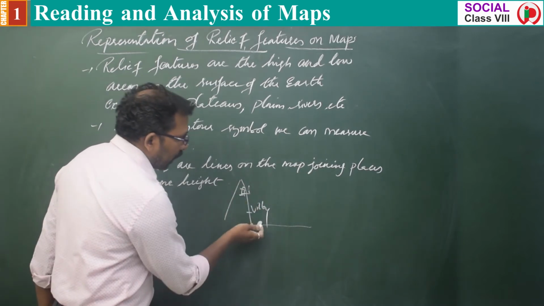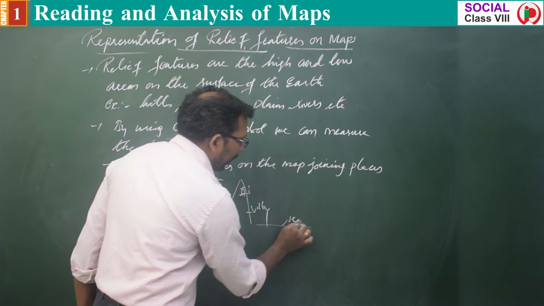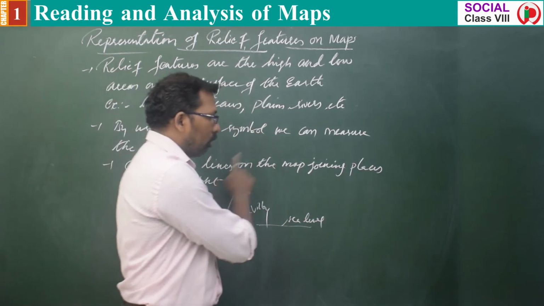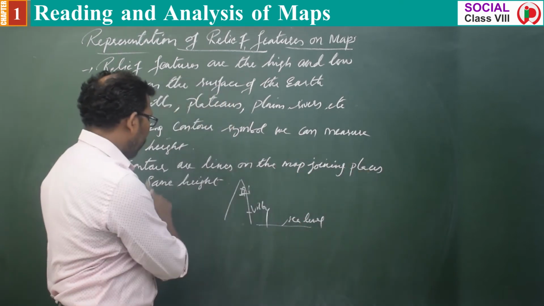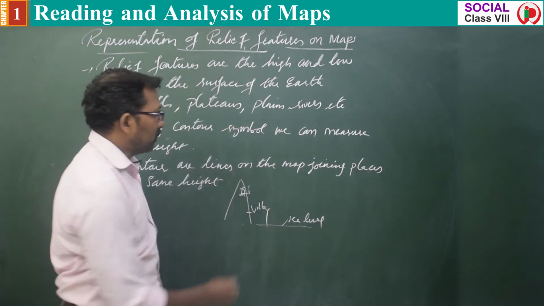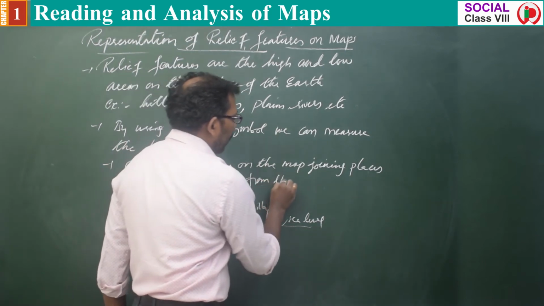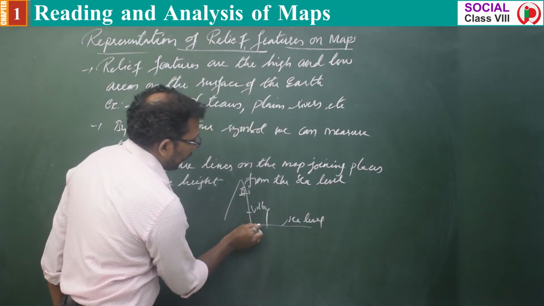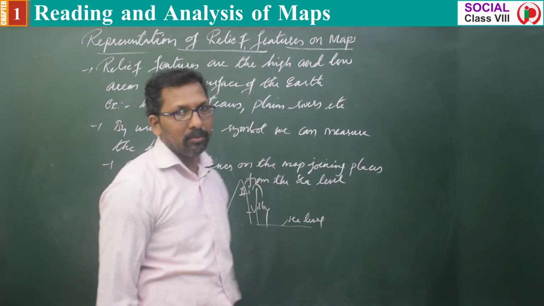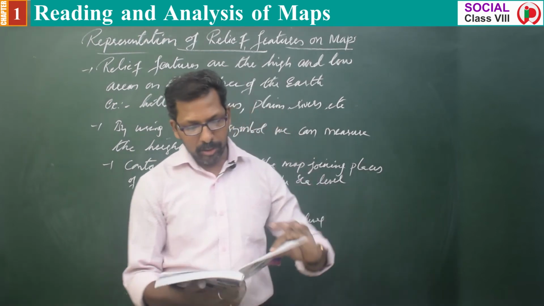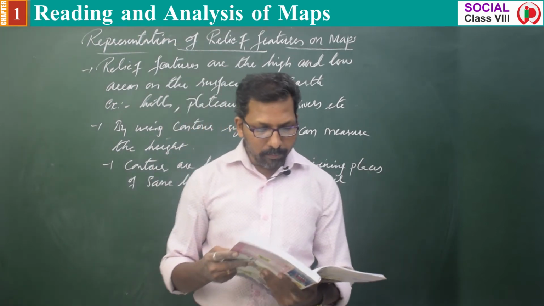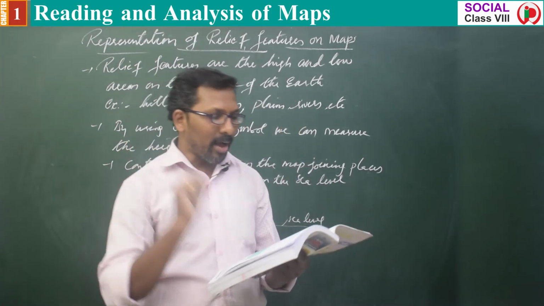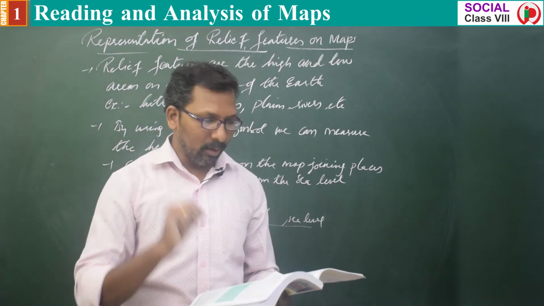Right? The height was given. So how did you measure it? From the sea level. So contours are lines on the map joining places of the same height from the sea level. From the sea level, the places are measured. So in other words, all the places on a contour line will have the same height from the sea level.